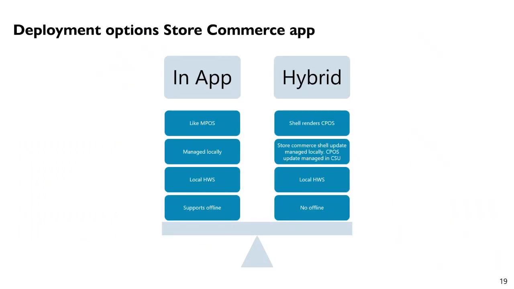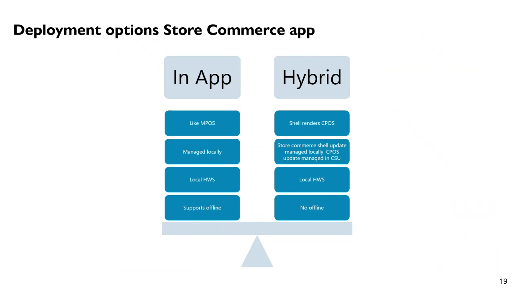So here are the deployment options with the Store Commerce app: in-app mode and the hybrid mode. During the installation of the Store Commerce, you can pass a parameter to select either the hybrid mode or in-app option. The default option is in-app deployment. We have a single base installer for both the in-app mode as well as the hybrid mode.